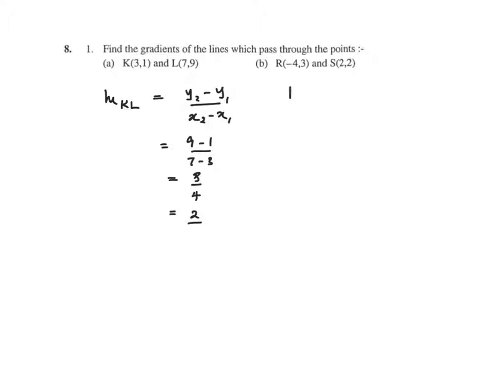The gradient of RS is, I'm not going to write the formula down, so it's 2 take away 3, that's y2 take away y1, and then 2 take away minus 4. 2 take away 3 is minus 1, 2 minus minus 4 is 6, so it's minus 1 over 6.